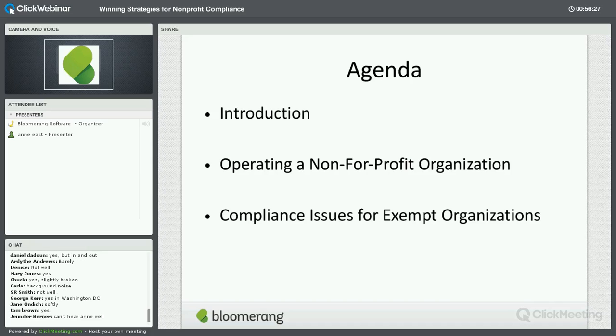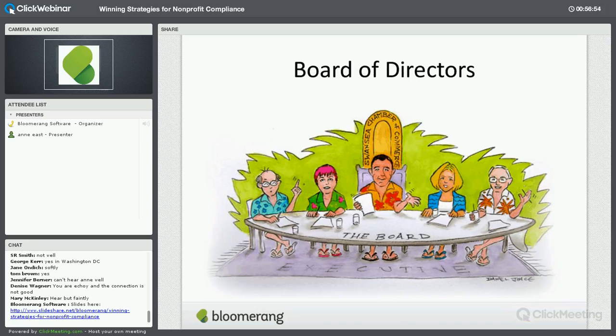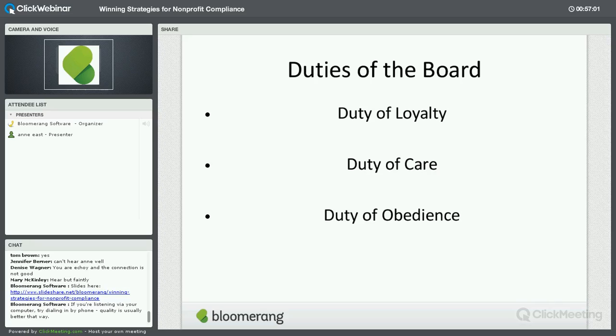So what I want to do is get started. Today we're going to do an introduction. We're going to talk very briefly about operating a not-for-profit organization, and mostly about the three duties that a board has. And then we're going to go into compliance issues, what you need, and then what will be ongoing filing. So we're going to jump to our board of directors.